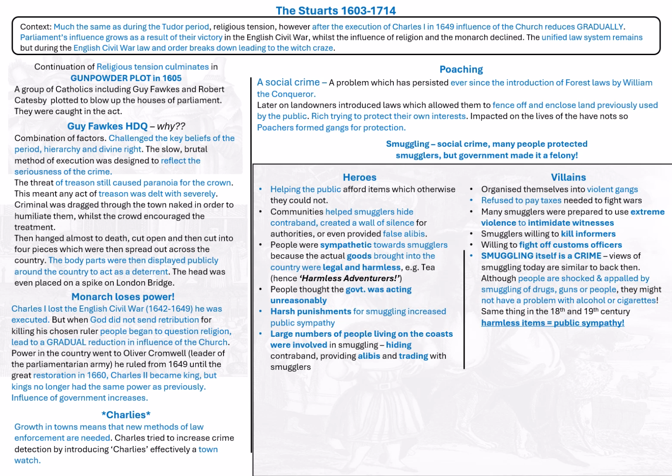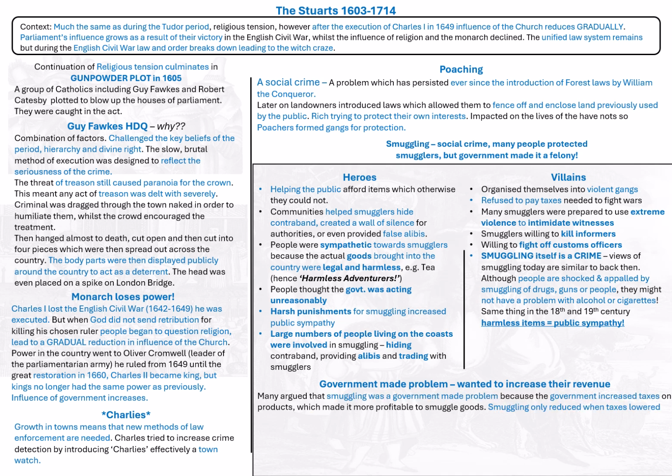Views of smuggling today are similar to during that time period. Although people are shocked and appalled by smuggling of drugs, guns, or even people, they don't have a problem with smuggling alcohol or cigarettes. It was the same beliefs in the 18th and 19th century. As long as the items were harmless, people were sympathetic towards smugglers, seeing the real enemy as being the government. People believed it was a government-made problem. They wanted to increase their revenue through heavy taxes. Many argued that smuggling was a government-made problem. The government increased taxes on products, which made it more profitable to smuggle goods. Smuggling only actually reduced once taxes were lowered.